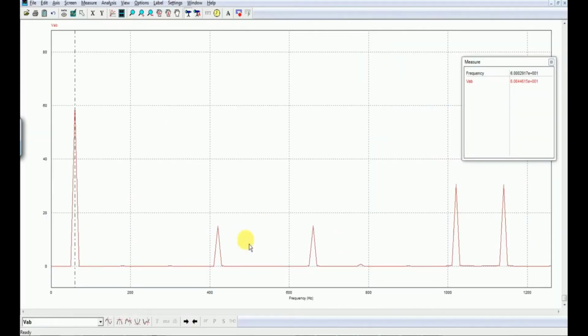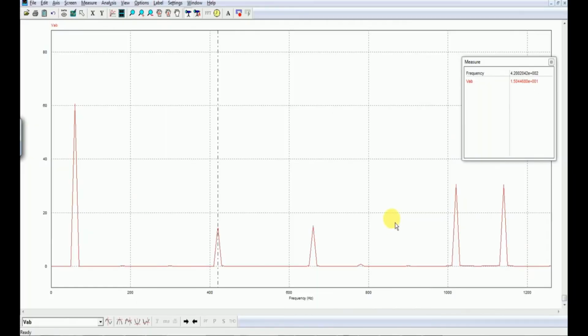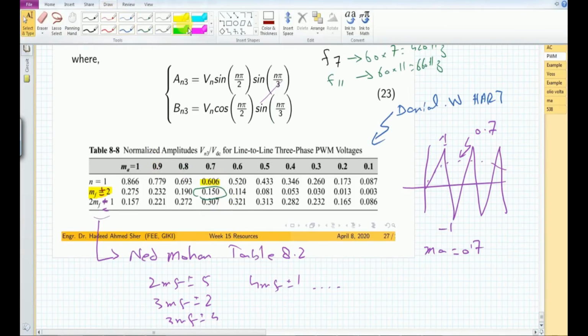So if I see here, if I take it all along here, this is the frequency at 420 hertz, which is the seventh component, and it is having 1.5 e to the plus 1, which is equal to 15 volt. So we are getting exactly what is elaborated in the table 8.8. So also we should see that the next harmonic should appear at the 11th harmonic, which is at 660 hertz. So at this 660 hertz, you can see here it is again at 1.51 e to the plus 1, which is equal to 15.1.